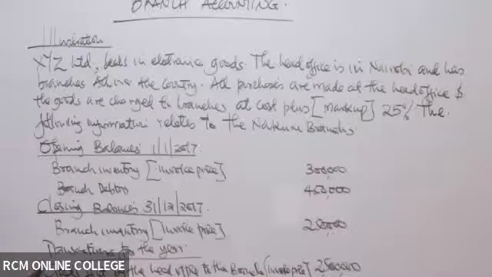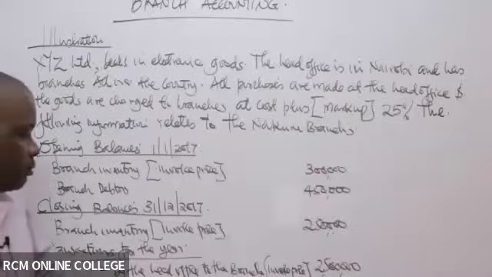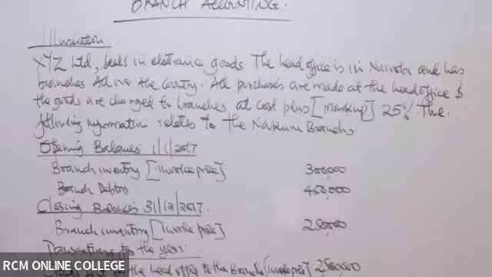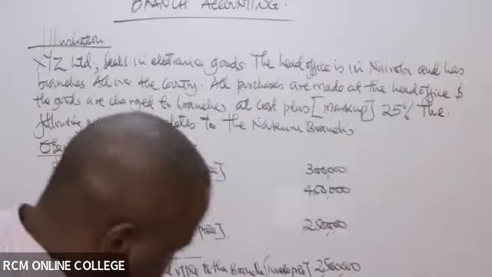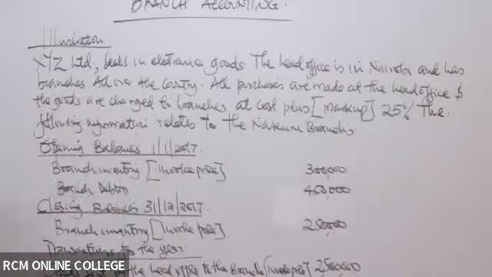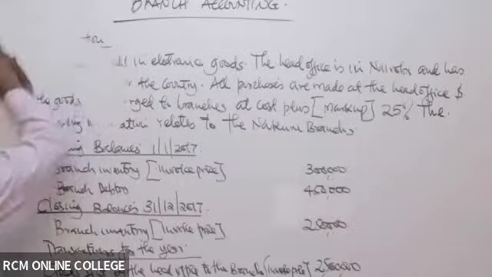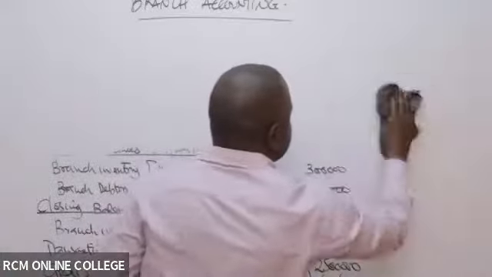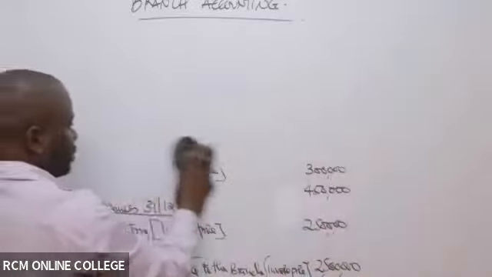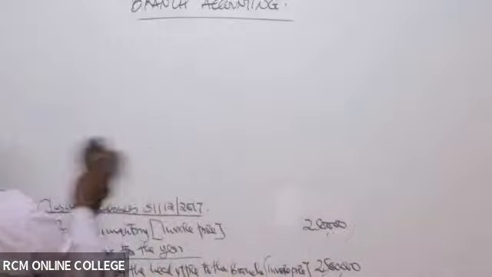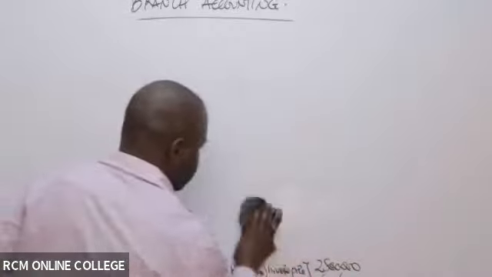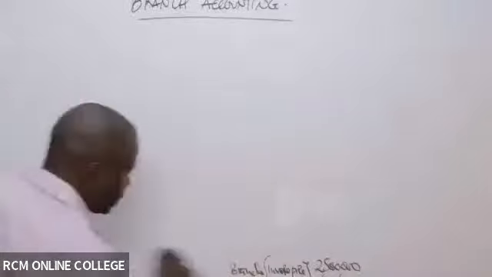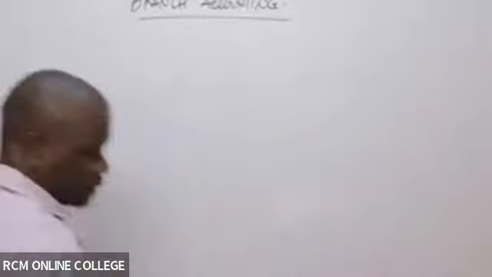Then there is a transaction for the year, that is goods sent by the head office to the branch at invoice price. It was actually 2.5 million. Then we have other transactions, like 7 of them, so you can capture them before we start looking at the ledger accounts. You continue with these transactions for the year.